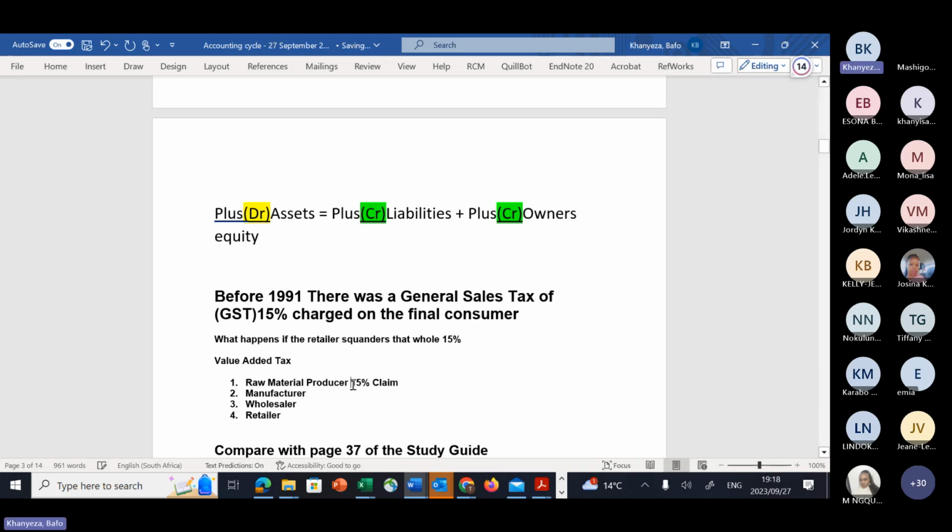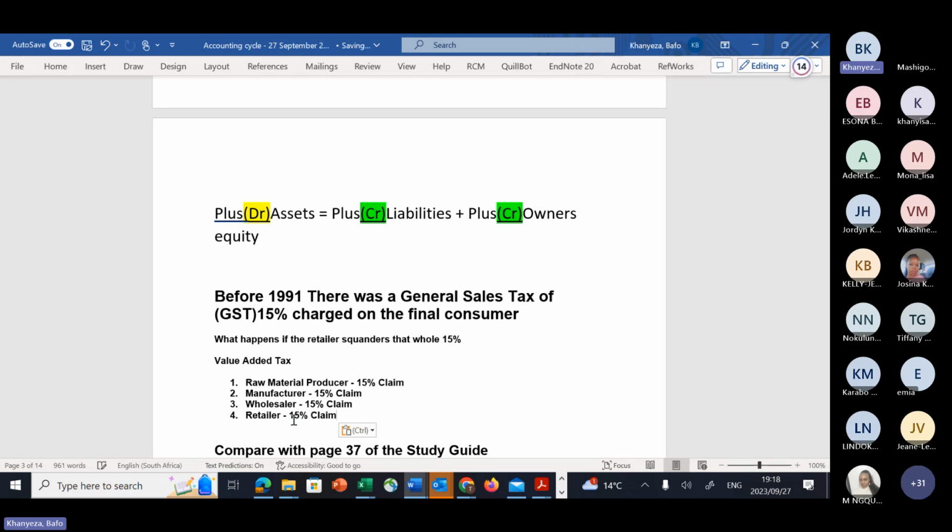Same thing with the manufacturer, wholesaler, and the retailer. All they will charge their 15% and claim it. The person who will end up paying 15% and not claim is the final consumer. It could be me and you who won't claim it. So it means ultimately we are the ones who are paying VAT. You see, because others, they pay and claim, they pay and claim.